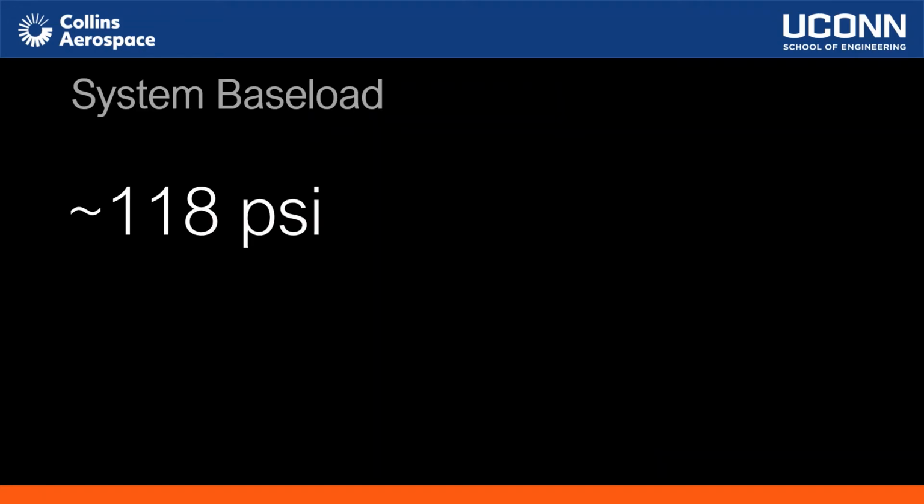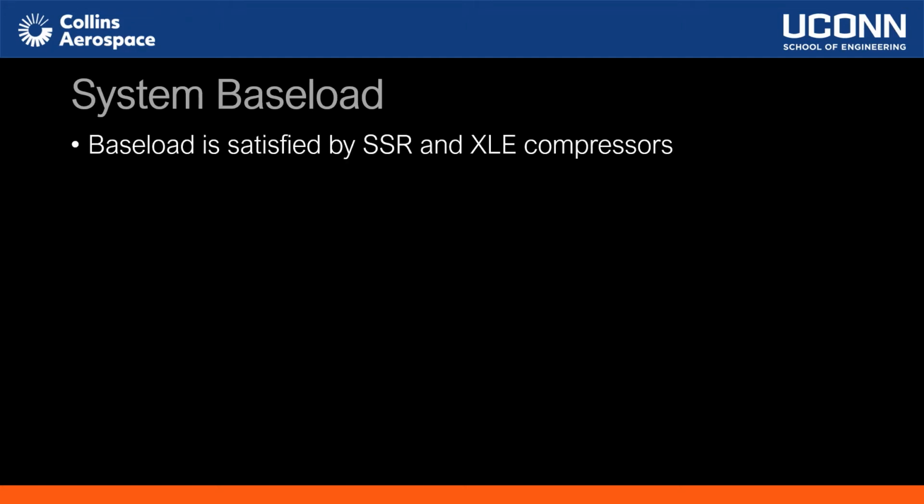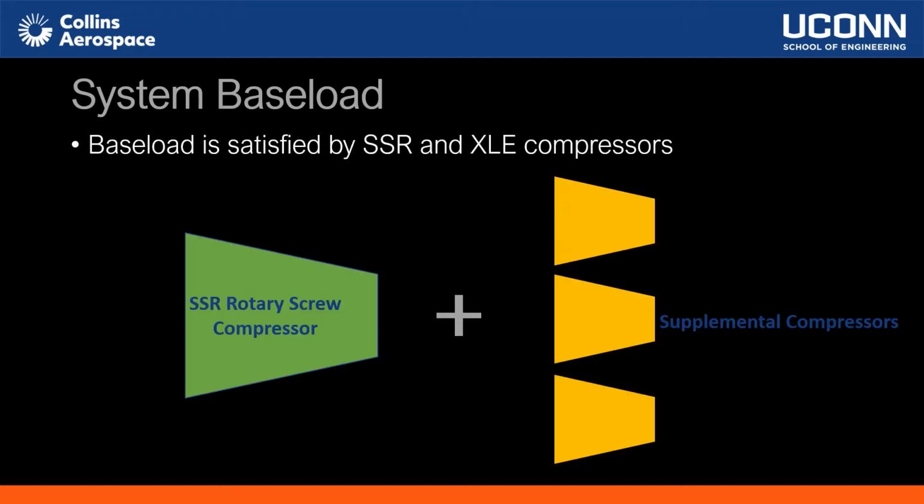The current baseload requirement at the plant runs a consistent outlet pressure around 118 psi. However, at times of high demand, the required mass flow rate can increase by up to 300%. This baseload is covered by a combination of compressors. In order to avoid overwear on any one piece of equipment, the combination of compressors covering the baseload changes periodically. Generally, the baseload is satisfied by the SSR1, SSR5, and SSR6 rotary screw compressors, with the remaining energy being supplemented by one of the XLE reciprocating compressors.